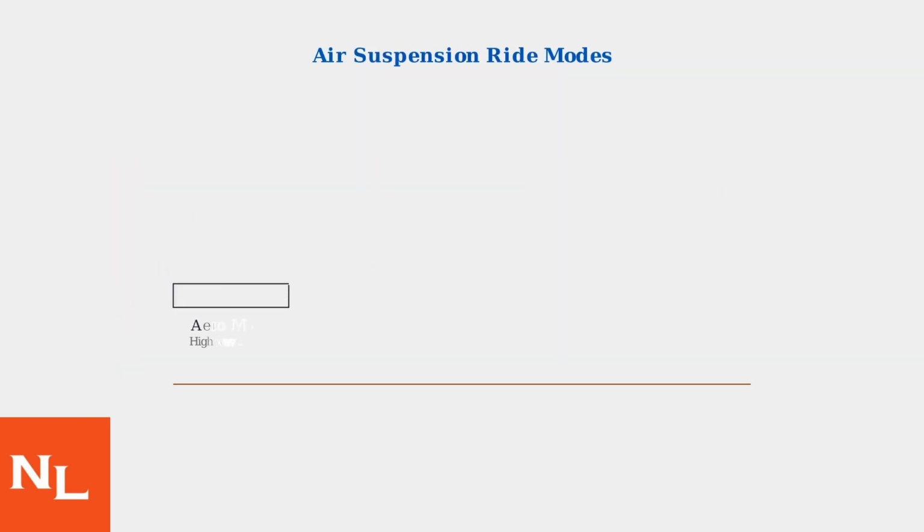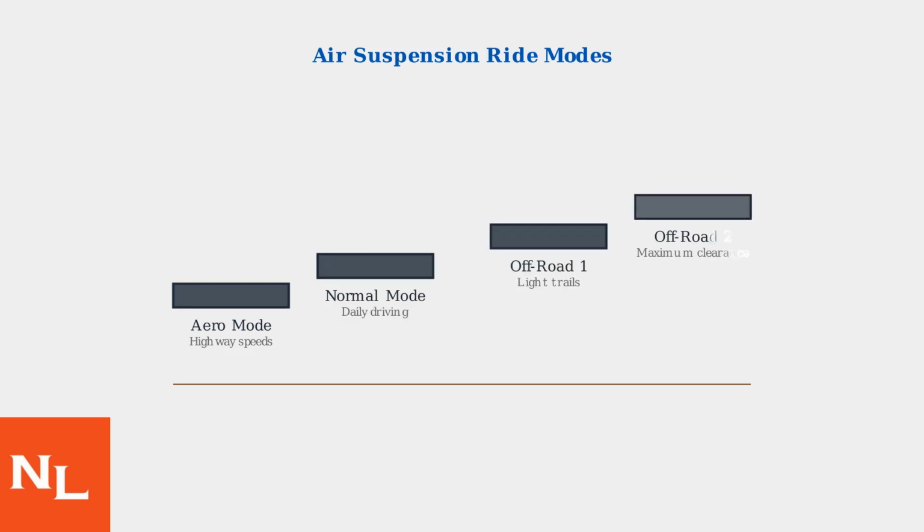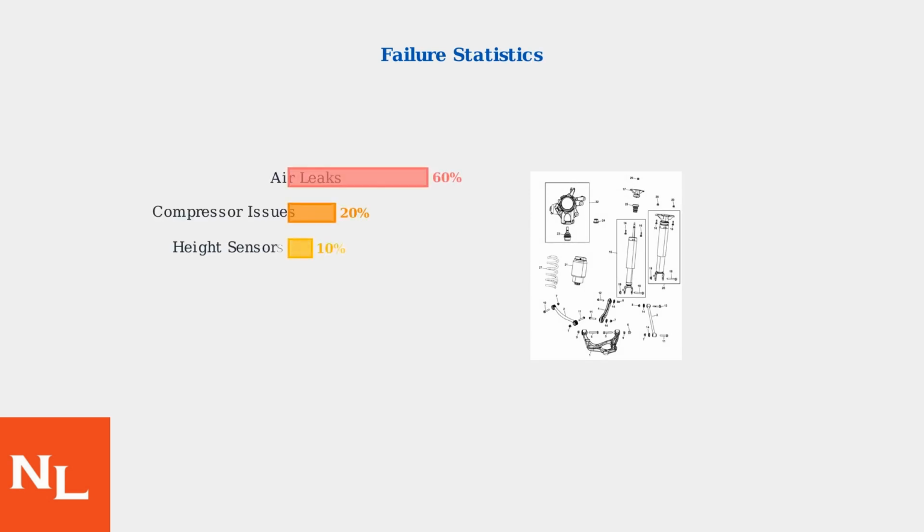The air suspension system provides multiple ride height modes for different driving conditions. These modes automatically adjust the vehicle's height and handling characteristics. When the warning appears, it typically indicates problems with specific system components. Air leaks account for 60% of all cases, often occurring in the struts themselves or connecting airlines.